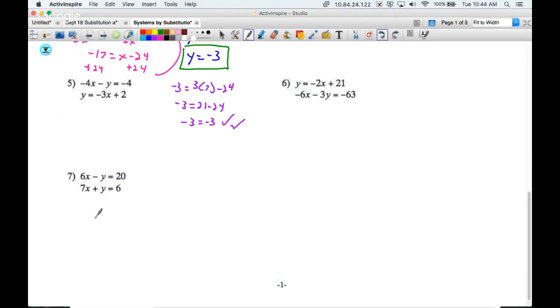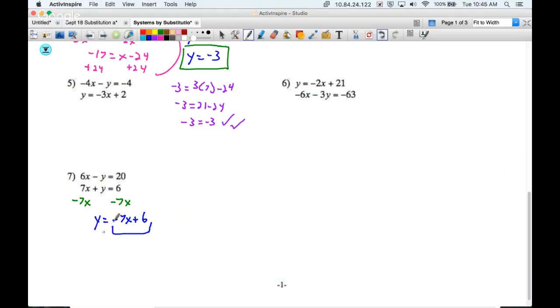In problem number 7, I think that'd be a good one to do. None of the variables have been isolated yet, so we need to do the work of isolating one of the variables. I'll do it with the second equation because that y looks pretty easy to isolate. I'm going to take 7x away from both sides, leaving me with y equals negative 7x plus 6.